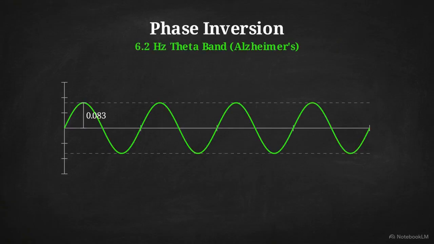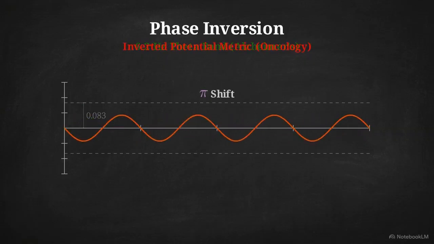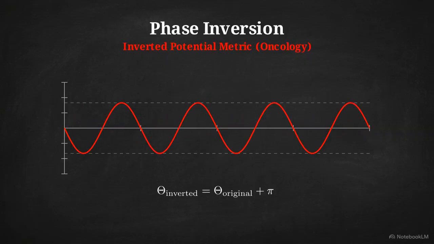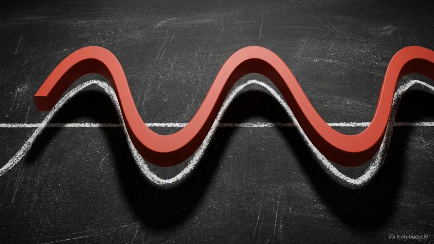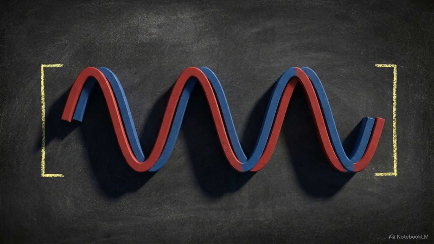Applying a pi shift rotates the frequency exactly 180 degrees along its axes. This transformation generates the inverted potential metric. The inverted Alzheimer's signal provides near-perfect alignment with the required signal needed to kill a cancer cell. There is a 0.99x match between the inverted 0.083 Alzheimer's signal and the 0.084 cancer target.